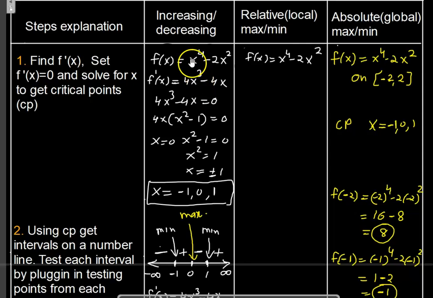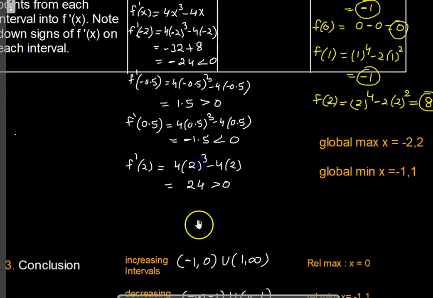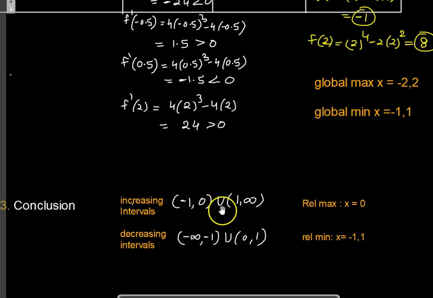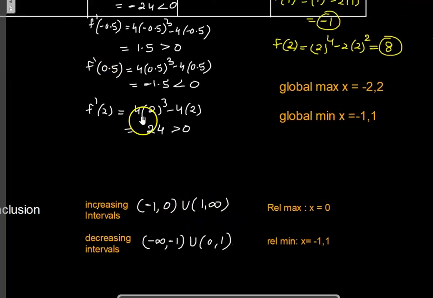So here we see that the steps to find intervals of increase and decrease or relative maxima and minima are exactly the same. There is a difference in how we write the conclusion. The intervals on which the derivative is positive are the intervals of increase, and the intervals on which the derivative is negative are the intervals of decrease. And when the derivative changes from positive to negative, that is relative maxima, and when the derivative changes from negative to positive, that is relative minima. So this is how we find increasing decreasing intervals and relative maxima minima.